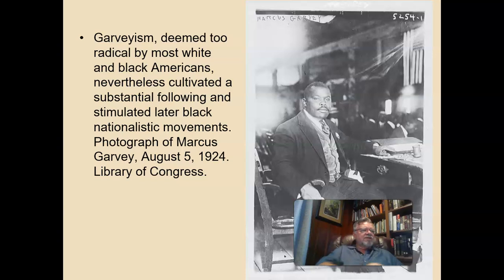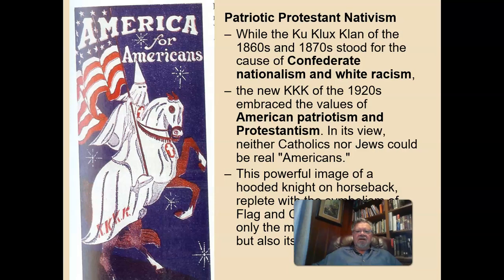There was also a rise in nativism or xenophobia. White Protestants were suspicious of Catholic immigrants, African Americans, Irish Catholics, Jewish people. This is a sign here of the Ku Klux Klan, patriotic Protestant nativism. The Ku Klux Klan of the 1860s and 1870s stood for the cause of Confederate nationalism and white racism, but the new Ku Klux Klan in the 1920s embraced values of American patriotism and Protestantism. It believed that neither Catholics nor Jews could be real Americans.